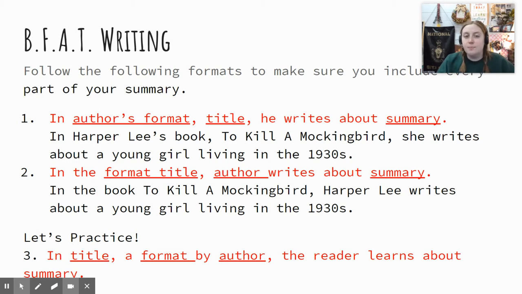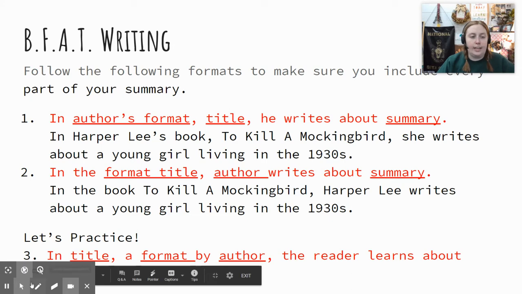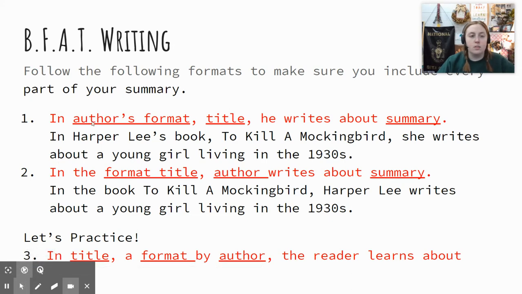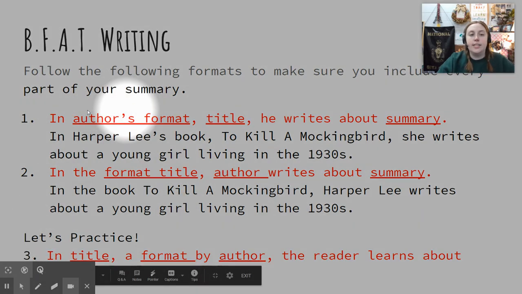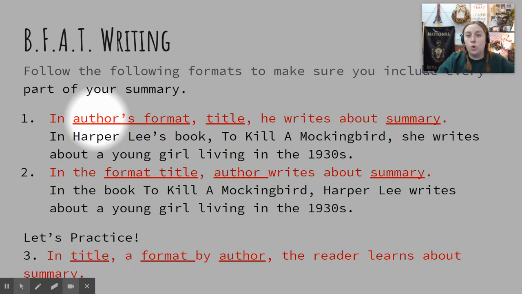Okay, what is it? The title of the work that you're talking about, and then the summary. To look at that format broken down, let me get my little highlighter here. Okay, you can see in authors, so who's the author? The author is Harper Lee.